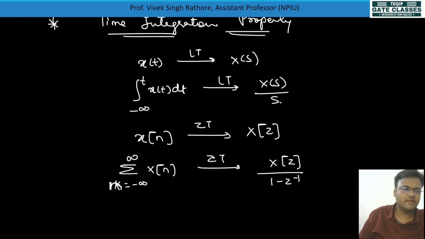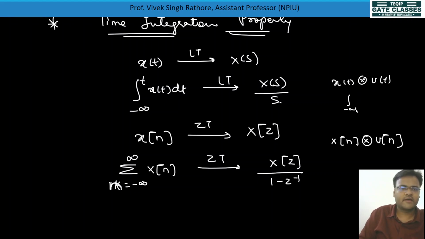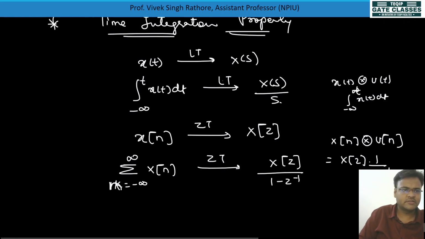Actually what is happening, see, integration of any signal means convolving with u of n. Here also, x of t convolved with u of t gives the integral from minus infinity to t of x of t dt. The same way here also, it can be written as x of z into u of z. U of z is nothing but 1 by 1 minus z inverse, so we have written. So you can see again the similarity here.